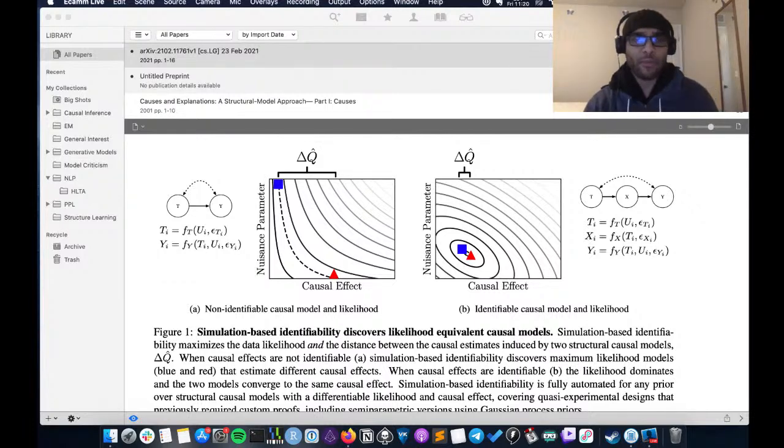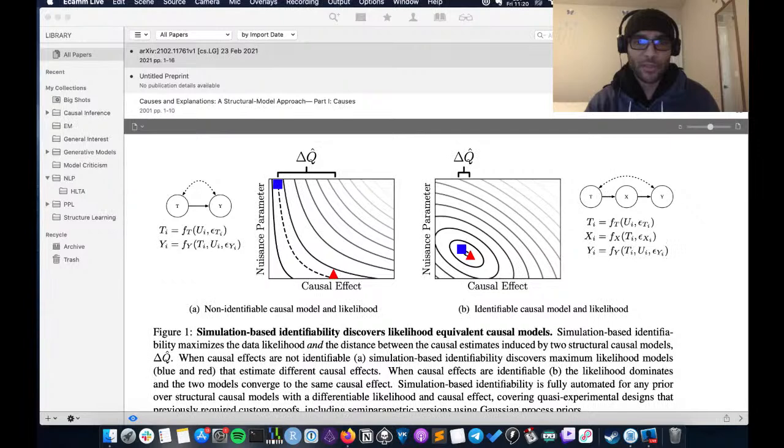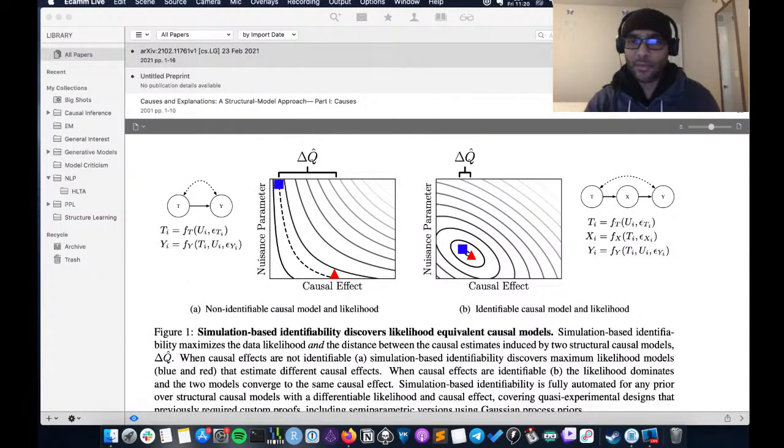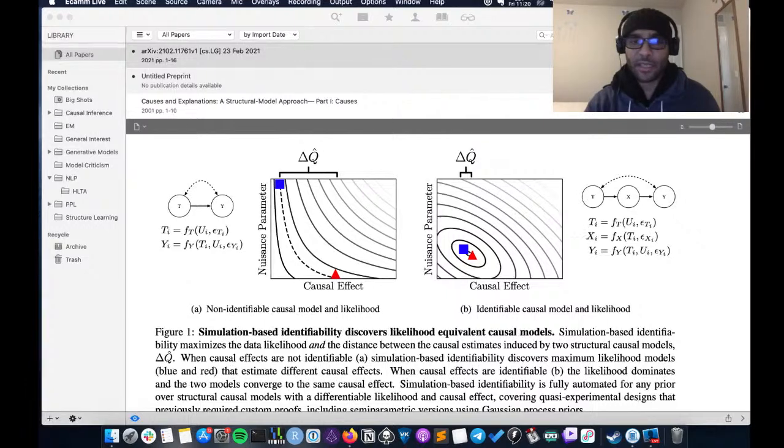Got treatment. Got the effects. Got a confounder. Got some functional equations here from the structural causal model. And here we have confounding. We've got a mediator here, X in the middle between the treatment and the outcome.